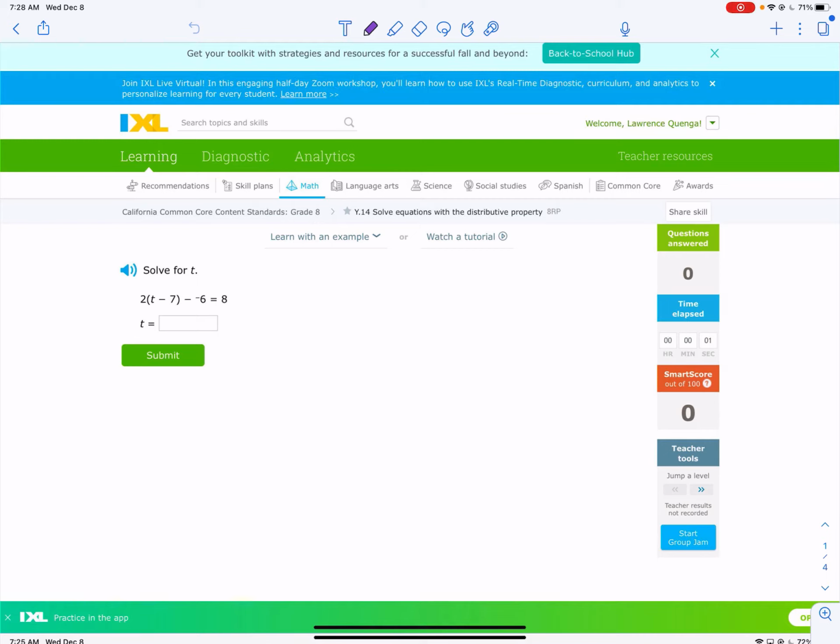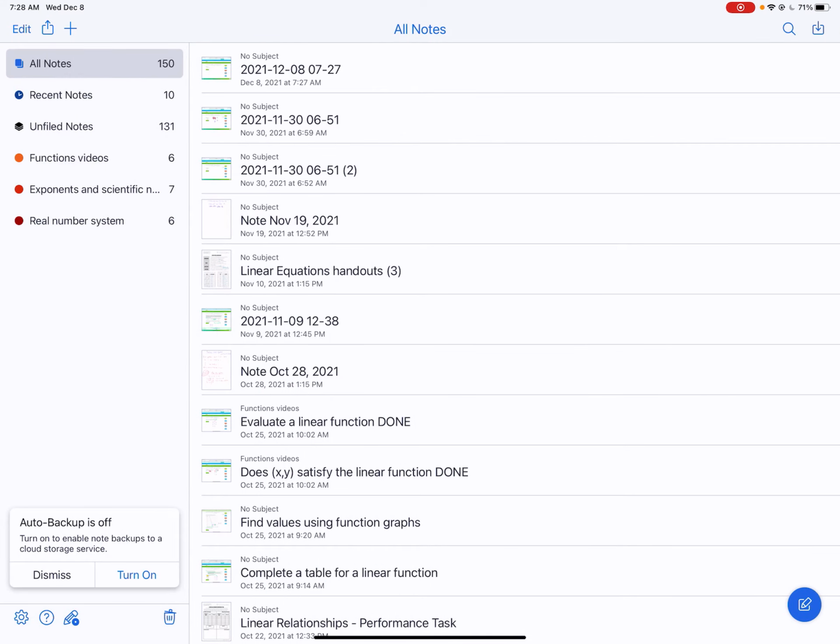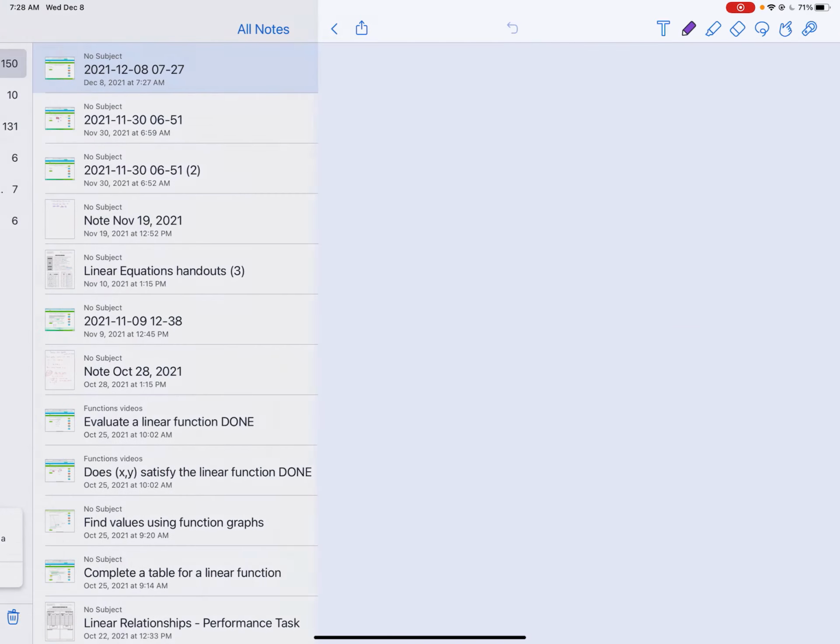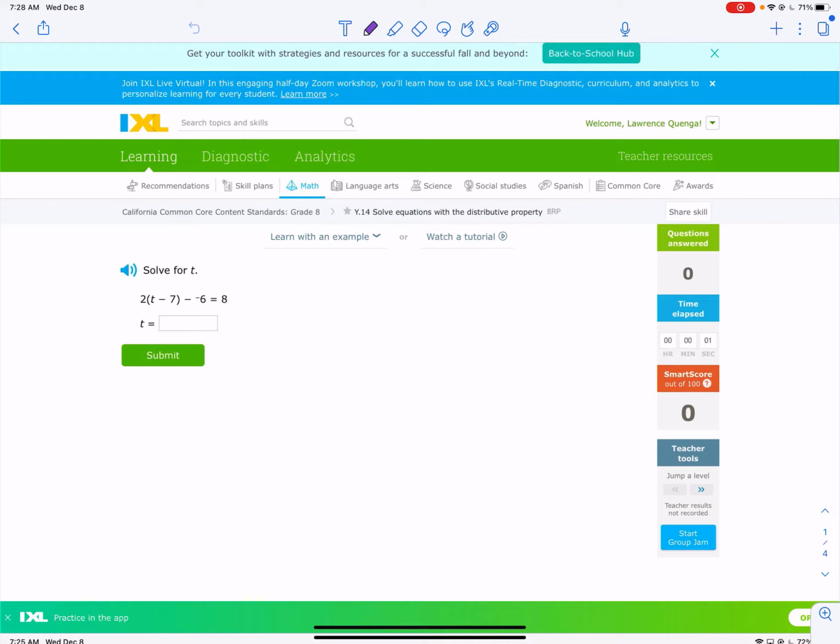Okay, so today we're going to talk about solving equations with the distributive property. So the first thing we want to do, let's go ahead and rewrite this. We have 2 times (t minus 7) minus negative 6 equals 8.